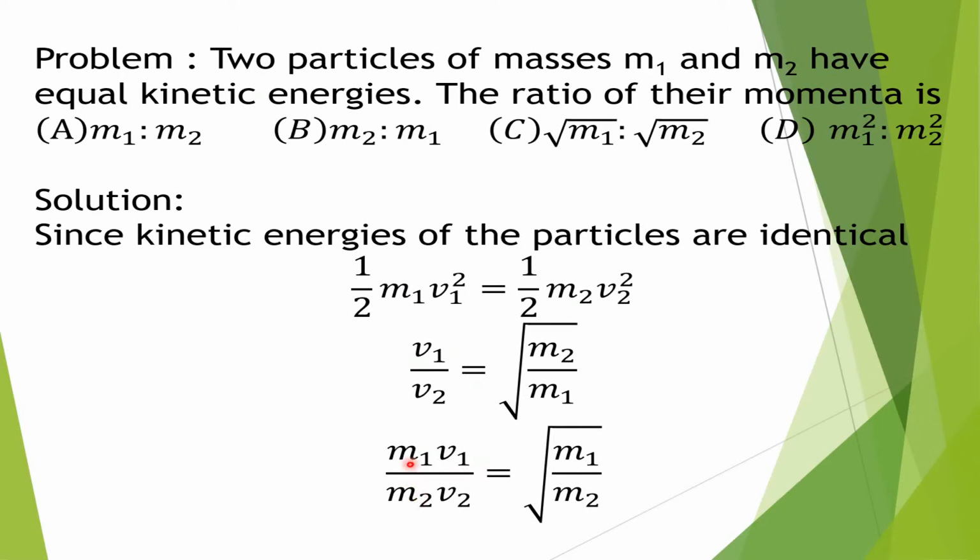If you do that, this is essentially the momentum of the particle having mass m1, and this is the momentum of the particle having mass m2. If you multiply this factor by m1 over m2 and bring it into the square root, this factor turns out to be m1 squared over m2 squared. So we get this equal to m1 over m2. This is the ratio of the momenta of these particles.